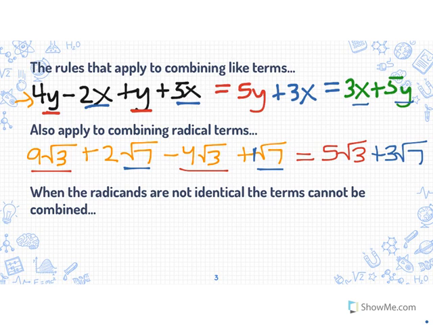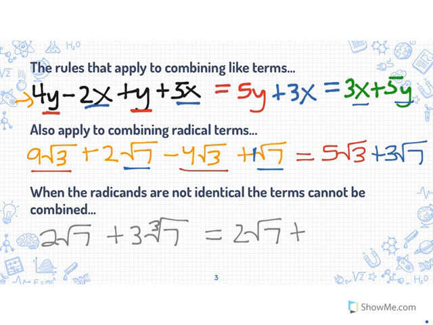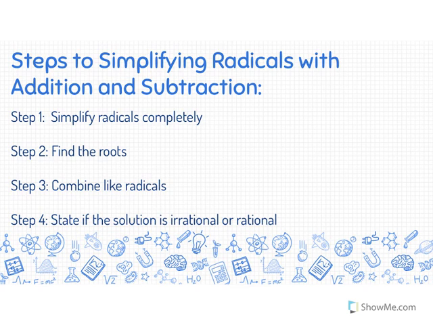Radicands that are not identical don't get to be combined, just like our actual values when we're combining like terms. So let me give you an example like this. 2 root 7 plus 3, if we have a cubed root 7, we are not allowed to combine a cubed root and a square root. So our final answer is just going to be 2 square root 7 plus 3 cubed root of 7. You cannot combine a cubed root with a square root, and that is our final solution.